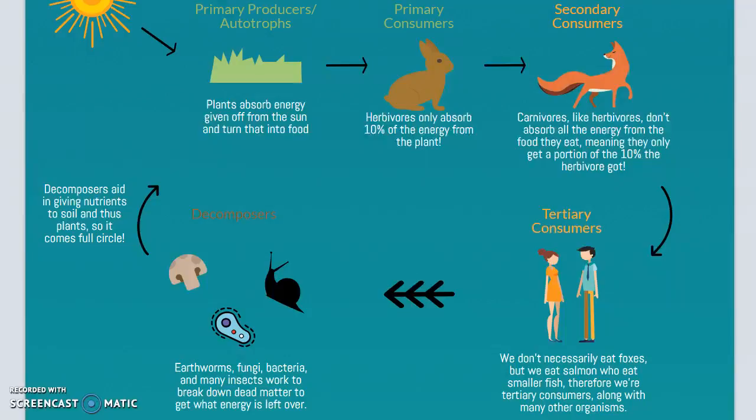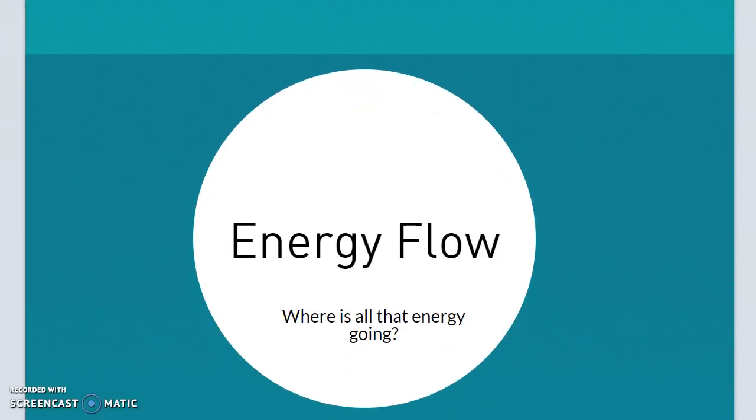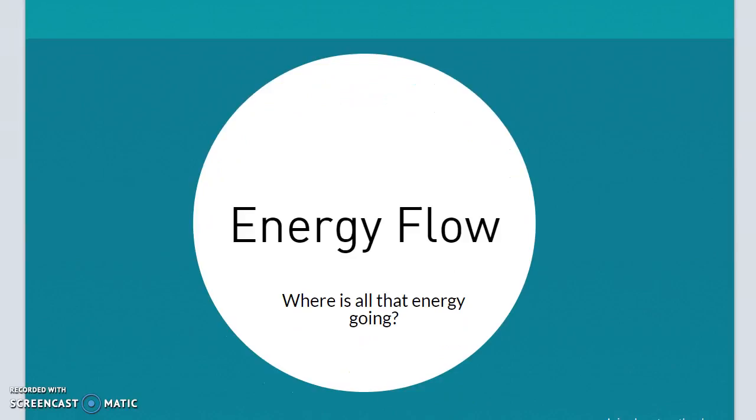And then eventually all of these organisms die, and that's where decomposers come in, and they attain energy from what's left over of the dead organisms. And they put a lot of nutrients into the soil, which aid in the growth of plants, which is why it's more of a circle than a chain. So now we'll talk about where is that energy? Why are we only getting 10% of what we're consuming?